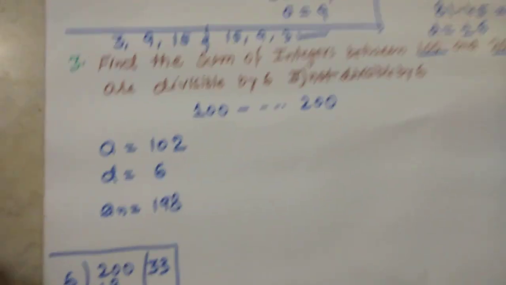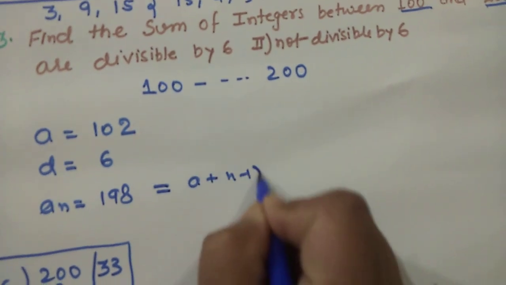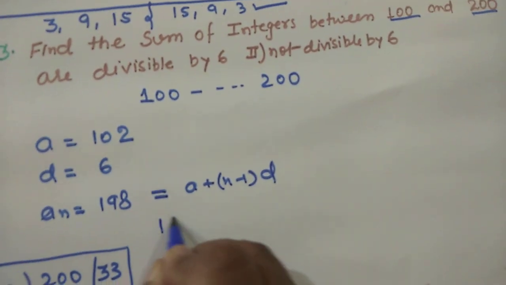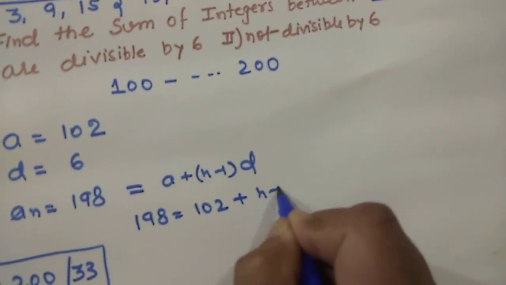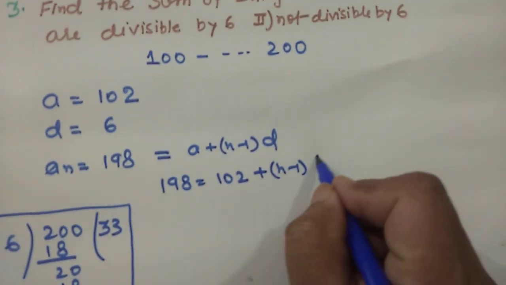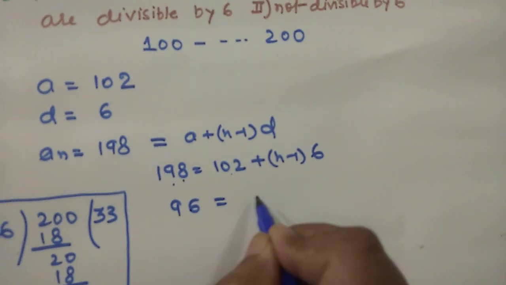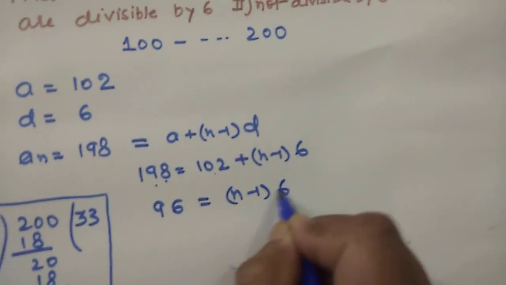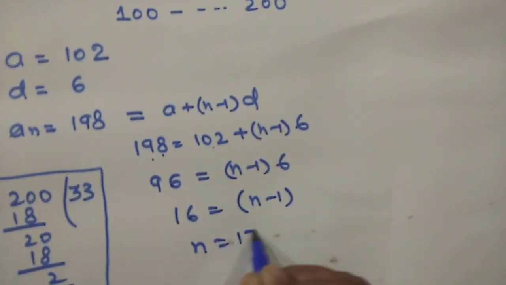So an equal to 198. So this is equal to a plus n minus 1 d. 198, a equal to 102, plus n minus 1 d. We don't know... sorry, d we know, that is 6. n we don't know. So now this will be subtracted. 96 equals n minus 1 times 6, 16 equals n minus 1, so n equal to 17.